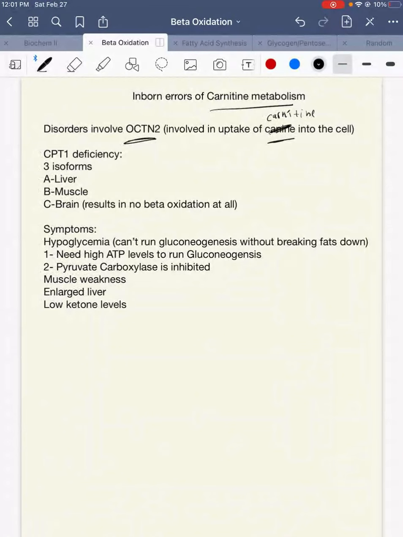Okay, so you can also have CPT deficiency. So there's different isoforms. You can have ones in the liver, muscle, and the brain, and in the brain it results in no beta-oxidation at all.